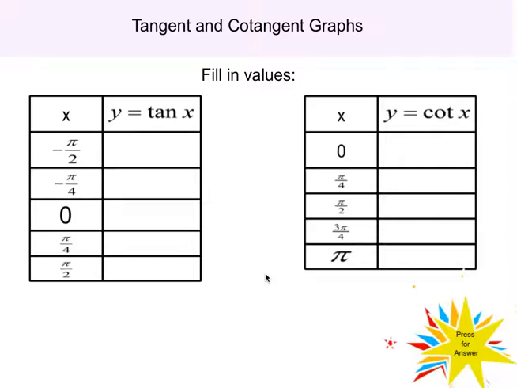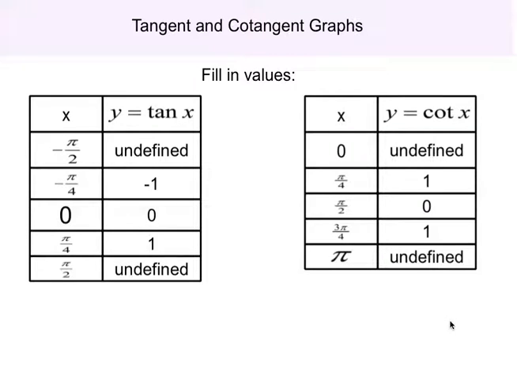So the first thing I want you to do is fill in the values that go with y equals tangent of x and y equals cotangent of x. Remember, on the unit circle, tangent is the y-coordinate over the x-coordinate. Cotangent is the x-coordinate over the y-coordinate. So tangent, remember, on the unit circle is y over x. Cotangent is x over y. I want you to fill in these values, and when you're done, press play again and check your answers. So press pause, fill them in, then press play.